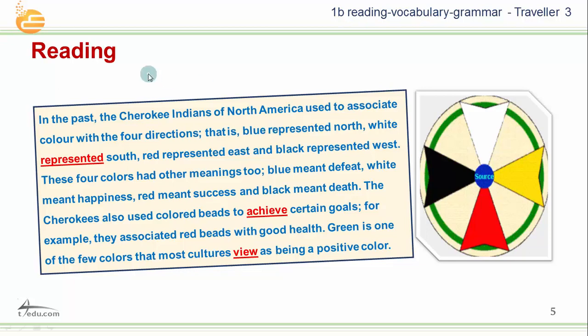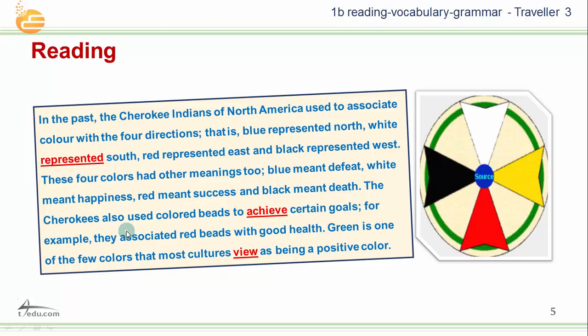Moreover, about colors, I'm going to read for you about other cultures and how different colors have different meanings in different cultures. In the past, the Cherokee Indians of North America used to associate color with the four directions. That is, blue represents north, white represented south, red represented east, and black represented west. These four colors had other meanings too. Blue meant defeat, white meant happiness, red meant success, and black meant death.